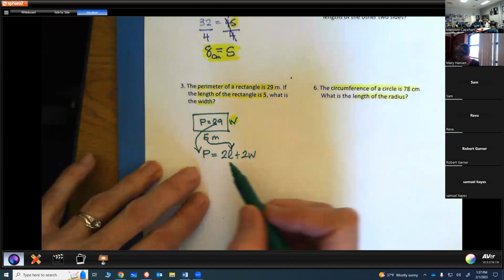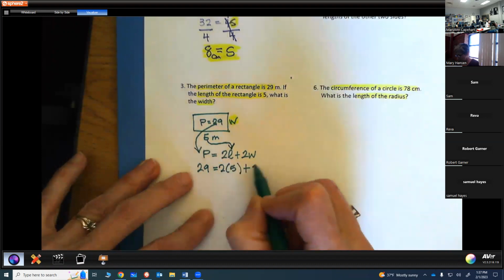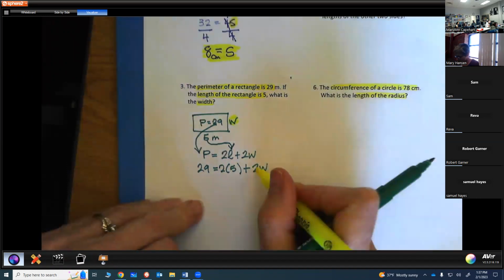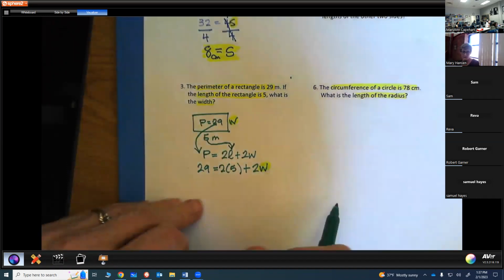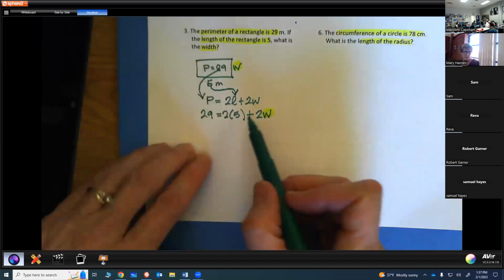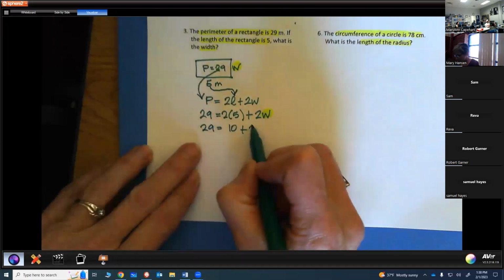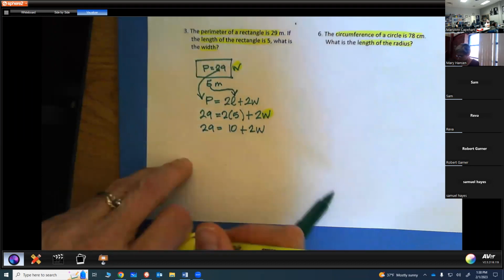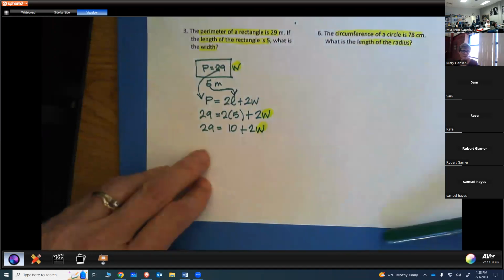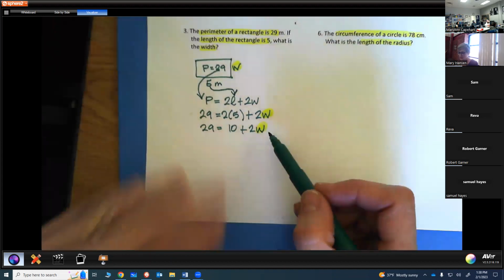So I'm told that the perimeter is 29 and that the length is 5. And what I don't know is the width. So basically you should end up where there's only one letter you don't know. And that's the thing we're looking for. So I can go ahead and multiply 2 times 5 to get a number there, 10 plus 2w. Now this is called a 2-step algebra equation because it's going to take us 2 things to get rid of the 10 and the 2 so that w is by itself.